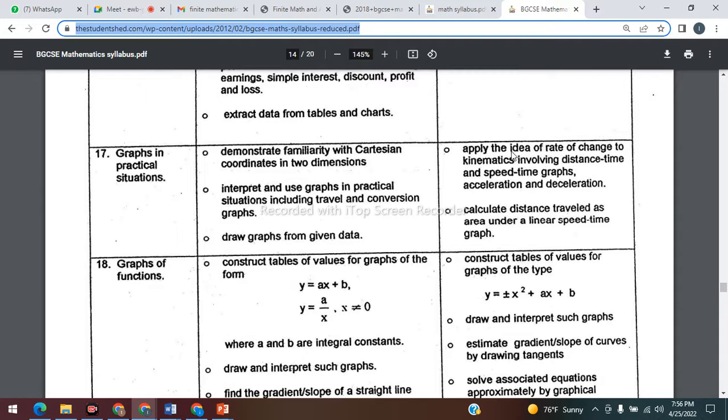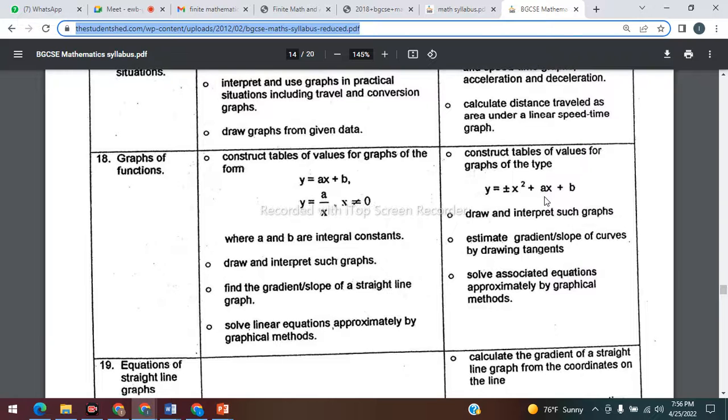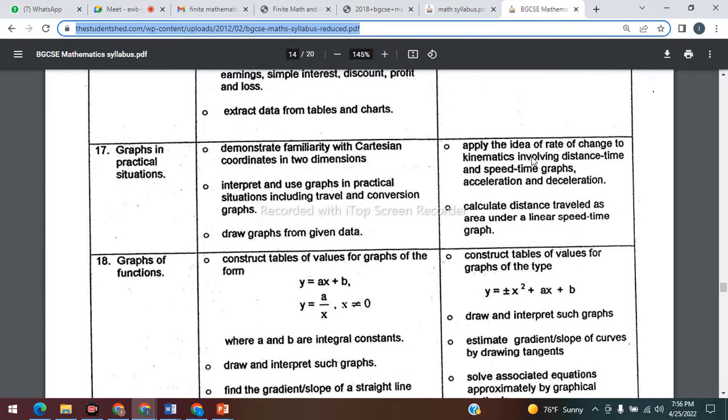And remind me to apply the idea of rate of change involving distance. We do distance and time graphs. What we haven't done is acceleration and deceleration. That's more so physics, but they have it here. And that's under the extended part. I haven't seen this before, but they're saying that they could bring it.